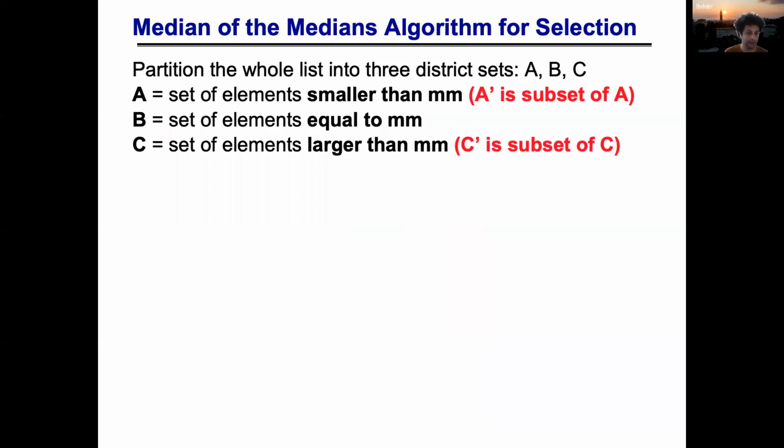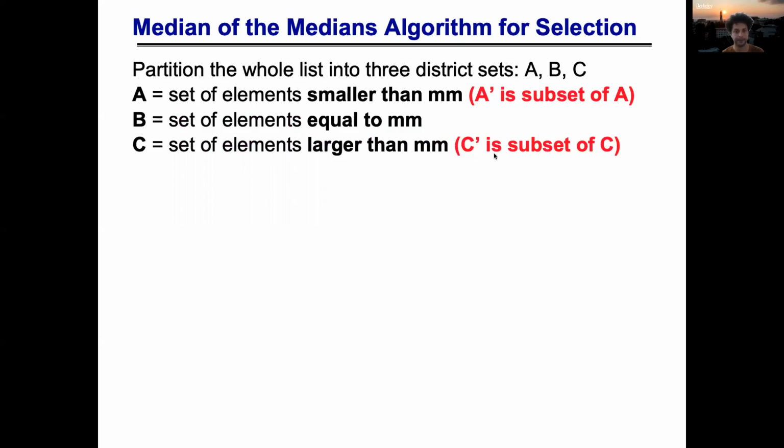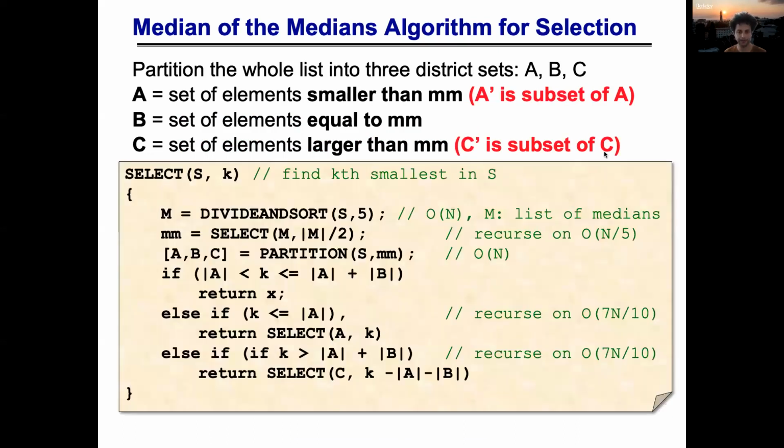Okay, so now all we want to do is recurse. We partition our elements into 3 sets: those that are smaller than the median of medians, those that are equal to the median of medians, and those that are larger than the median of medians. The tricky part here is that the A prime that I showed you here is actually a subset of A that I define here.